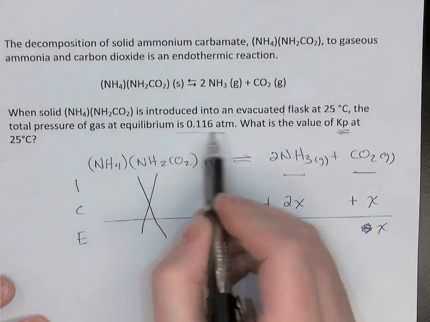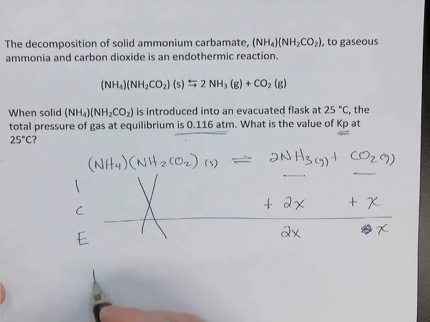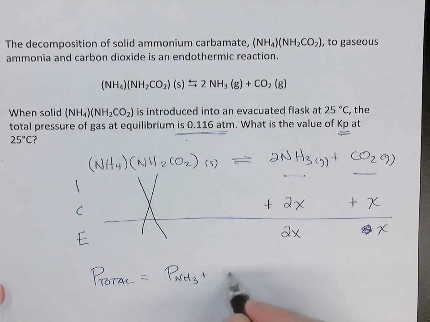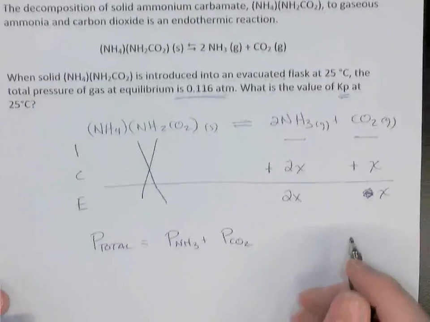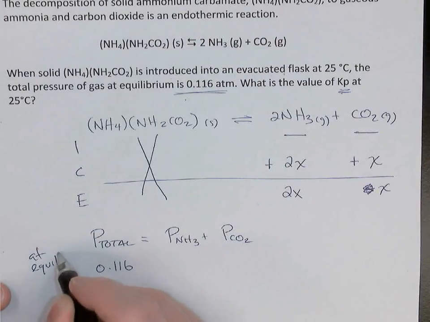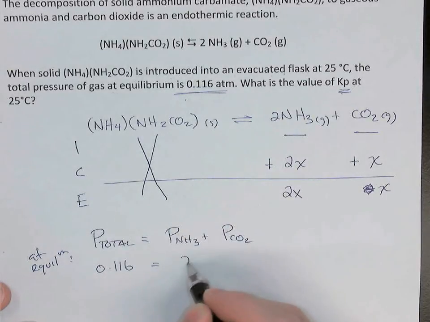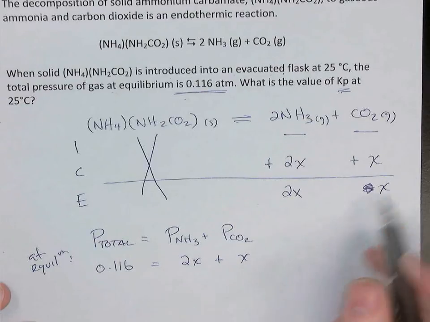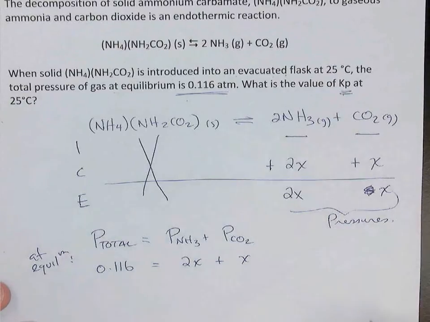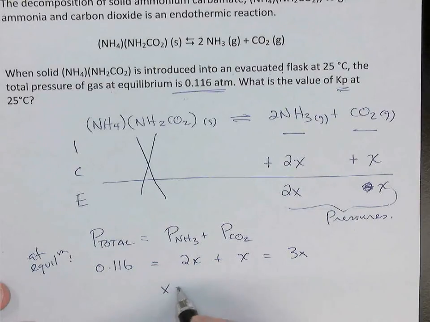Instead, we've got to now use this information here, and we're going to use Dalton's law at this point. The total pressure was given. So P total is the pressure of ammonia plus the pressure of CO2. Those are the only gases in the container. So 0.116, and this is at equilibrium. Right, the question said at equilibrium, that was the pressure, has to equal my 2x plus my x. So these are pressures again, right? Not concentrations. Those are pressures. So it equals 3x.